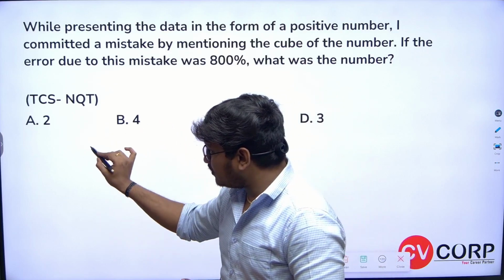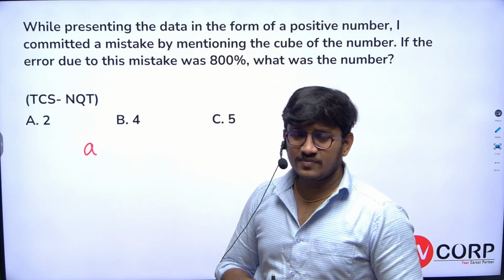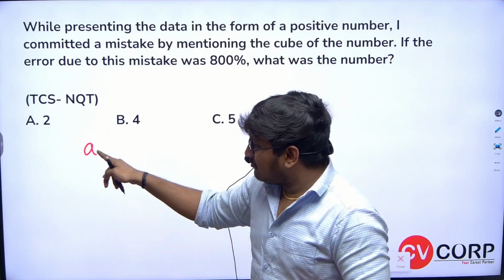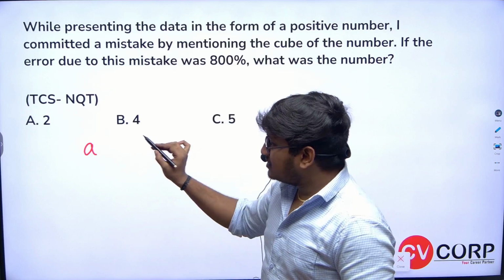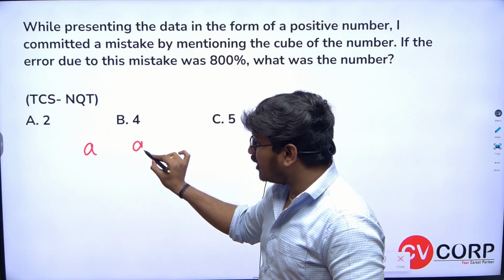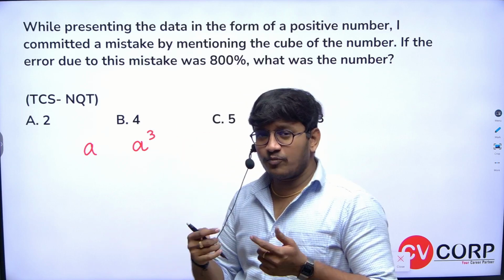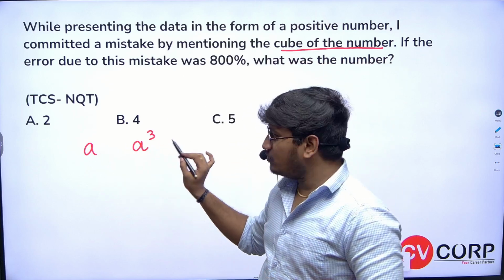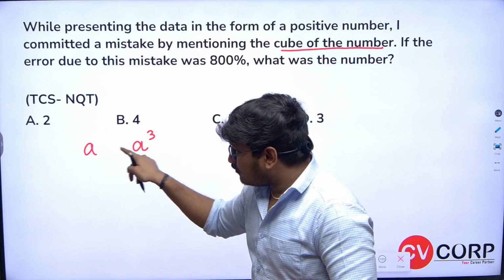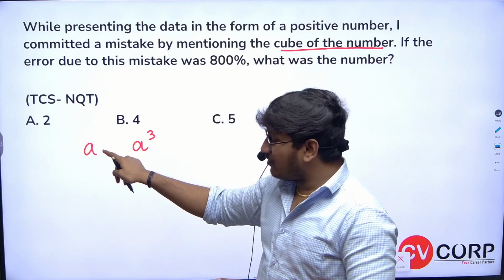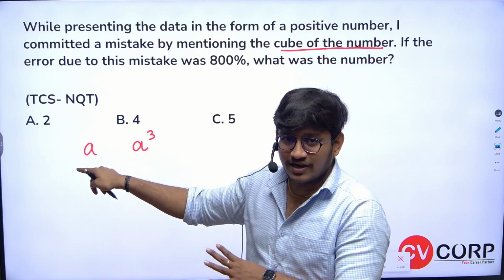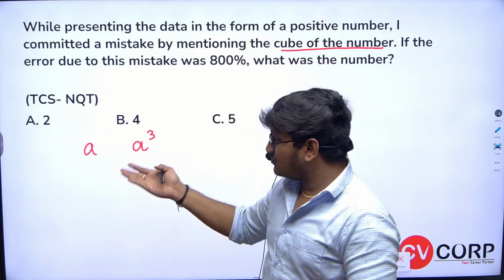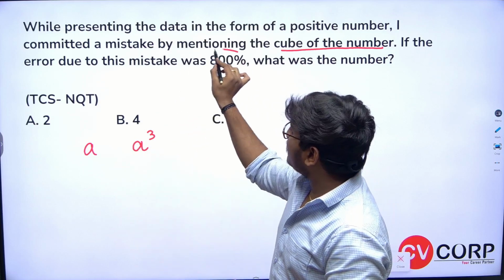I'm assuming the positive number is A. Or you can assume it as X, or some other value. If I'm assuming it as A, instead of entering A, what I entered was A cube. So instead of entering a positive number, I entered the cube of the number. Because of this difference, I entered a value greater than the actual value. If the normal value is A, I entered something greater than A. So due to this, the error is 800%.